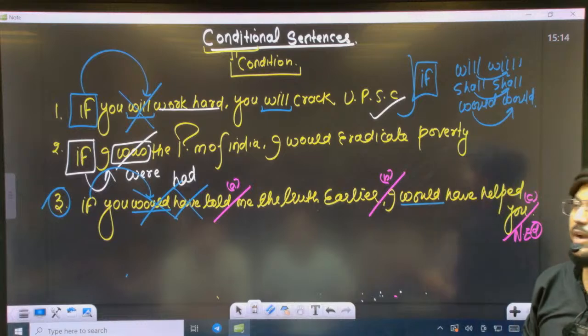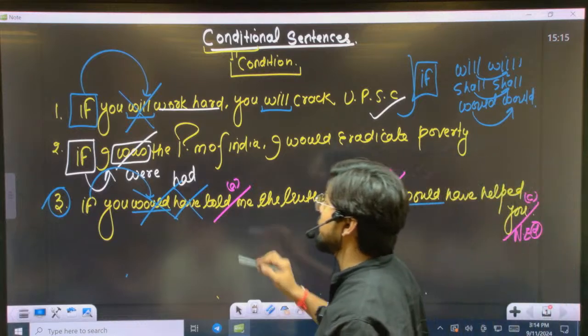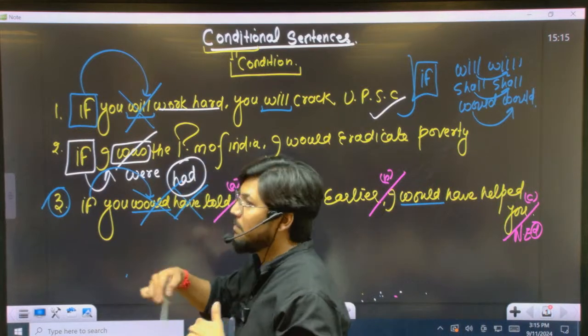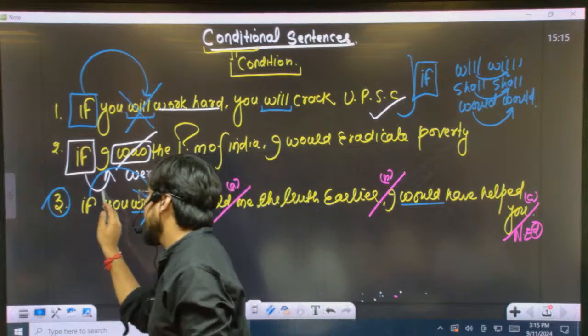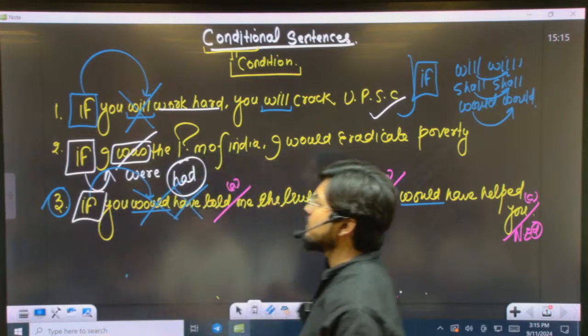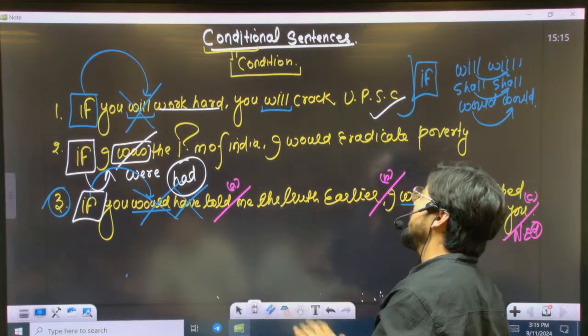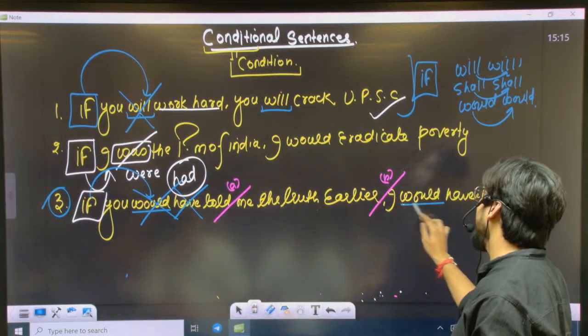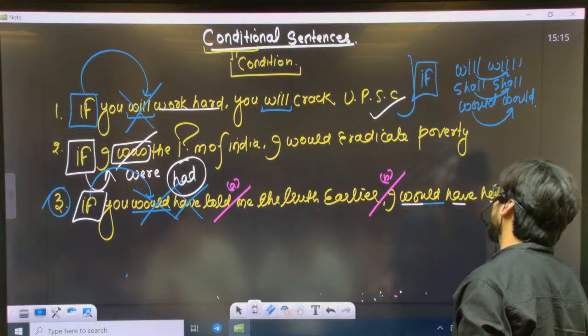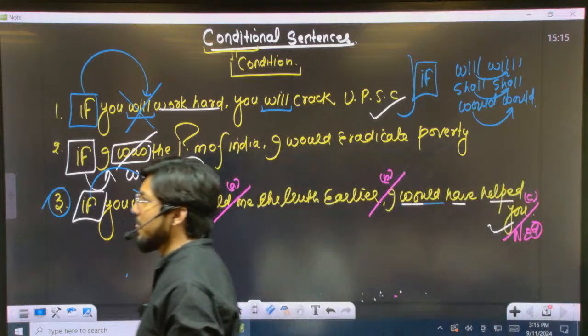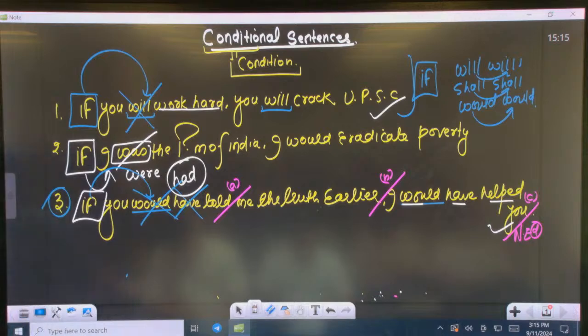Are you getting my point? So the sentence will become: if had plus V3, since if has been given over there. So the sentence will be like this: if you had told me the truth earlier, I would have helped you. The sentence is correct. Note down all these three important formats or questions.